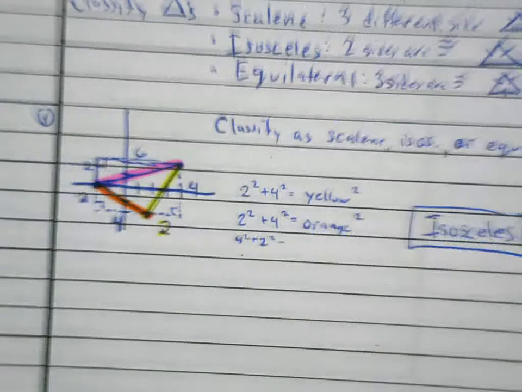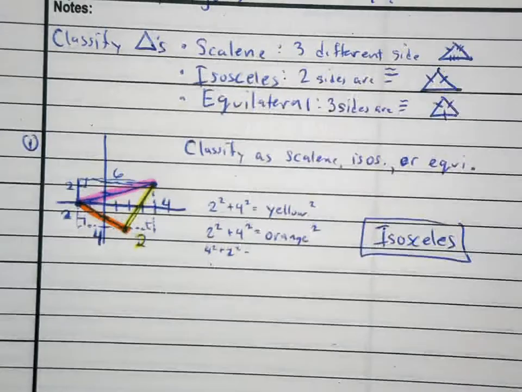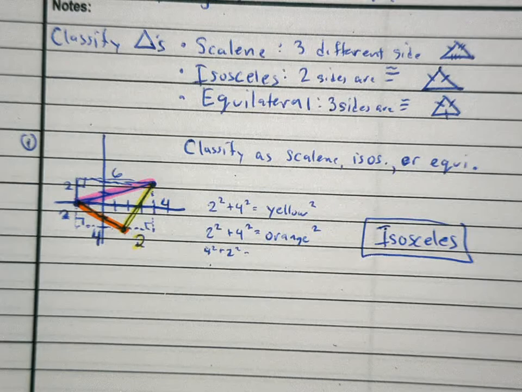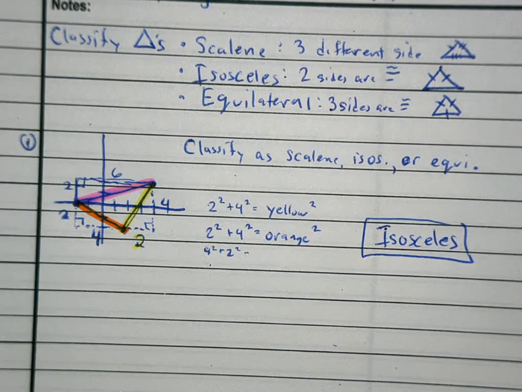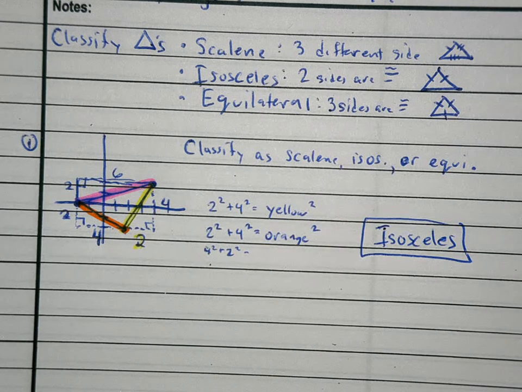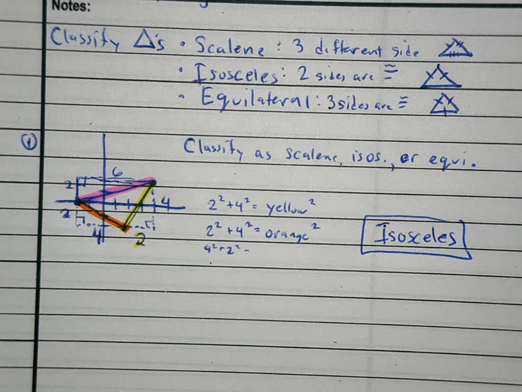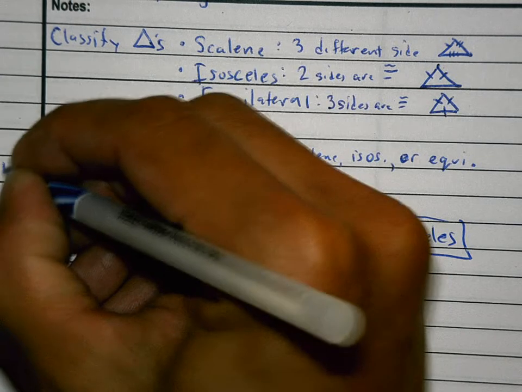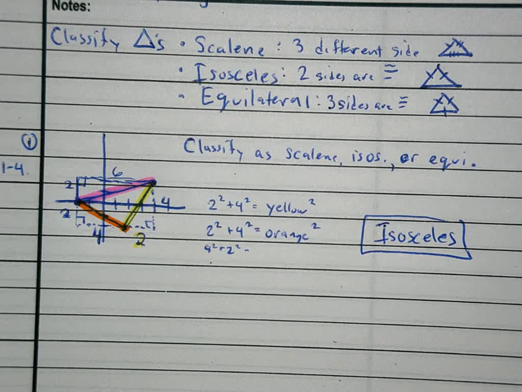You are going to have to look at the side lengths. How long is it? Because a lot of these are diagonals. A lot of these are diagonals, and that's what you're going to do. And you're going to do this for numbers 1 through 4. Okie dokie.